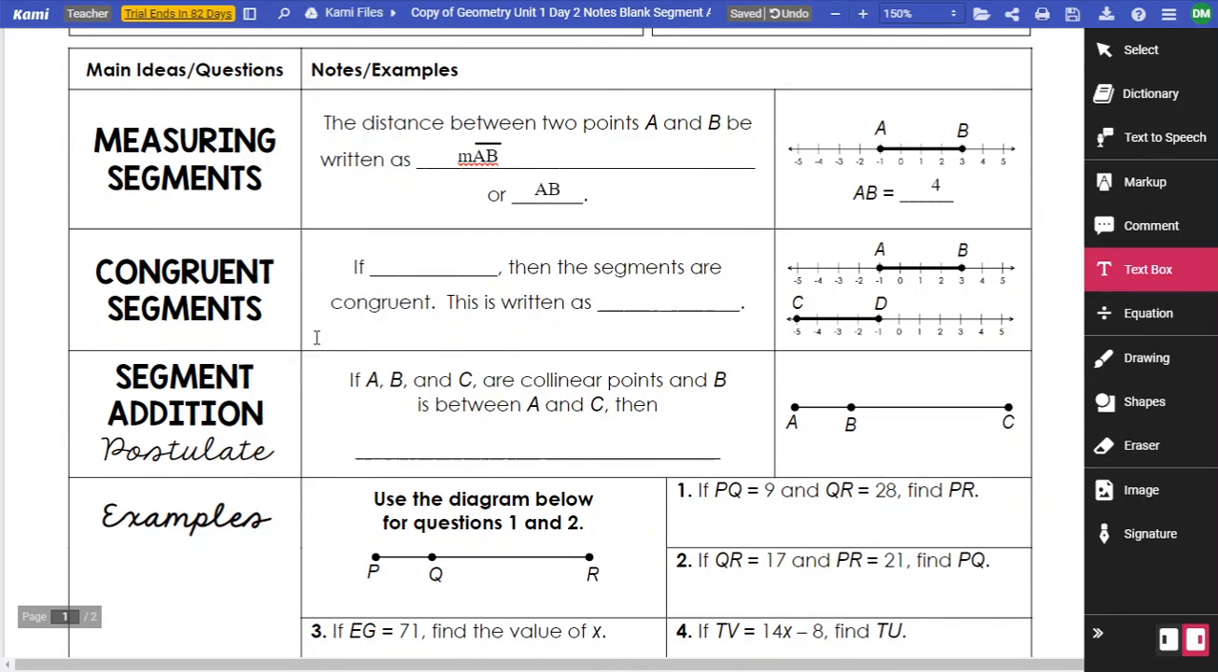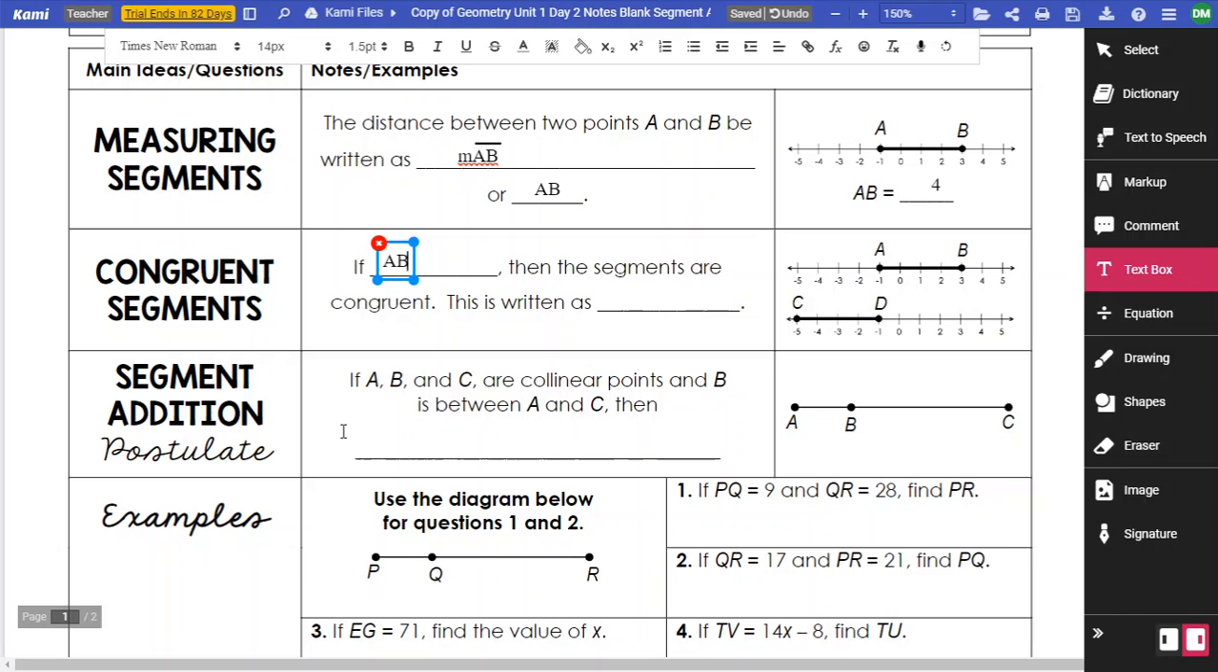Okay, let's talk about congruent segments. So if AB, so again, that's a number, that's a distance, is equal to CD, then the segments are known as congruent. So the distances are equal. Distances are a number. They can be equal to each other. Segments, on the other hand, are congruent. We have a different symbol for that.